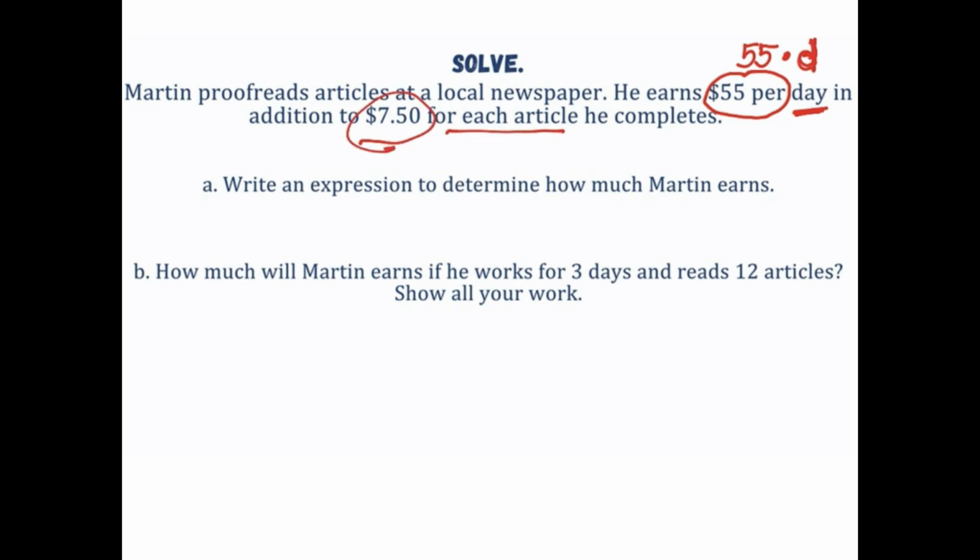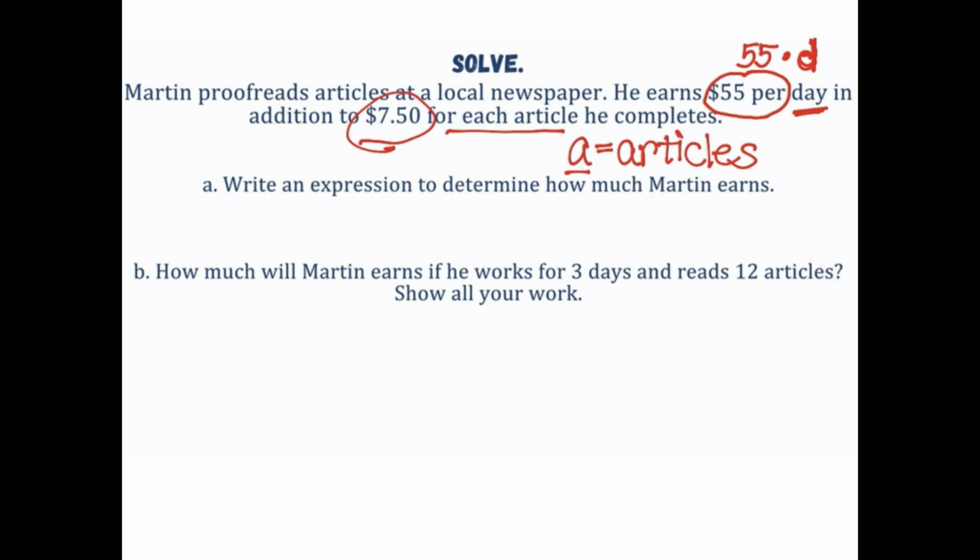$7.50 for each article he completes. Now, $7.50 for each article, I don't know how many articles he's doing every day. And he probably doesn't know that until it happens. Like, he probably can't predict. So we're going to use A equals articles. So we're using the variable A to represent the articles that he is proofreading.